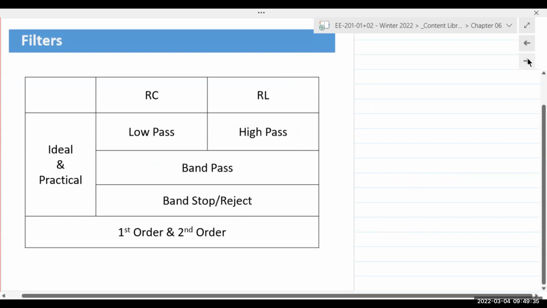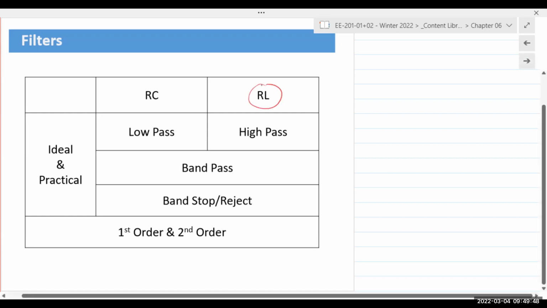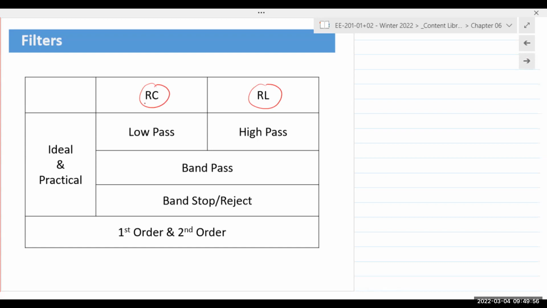Okay, so the different kinds of filters we're going to study are based on the circuit or the component. If there's a capacitor in the circuit, we refer to it as an RC filter. If there's an inductor in the circuit, we refer to it as an RL filter. So we have RC and RL filters. It's one energy storage component, so a first order differential equation, hence a first order circuit, and hence a first order filter. So we say that RC and RL filters are first order filters.